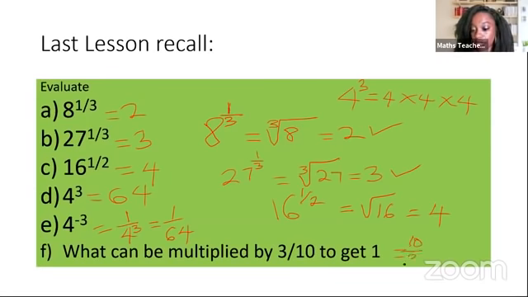You can check if that's correct. 3 over 10 times 10 over 3 will give you 1. So the answer here is 10 over 3, which is basically the reciprocal of 3 over 10. So that's all about last week's lesson, also part of the last two weeks' lessons. I hope we all remember that.